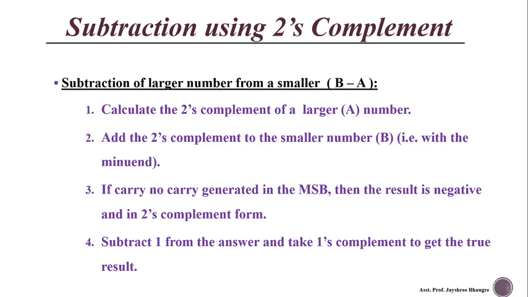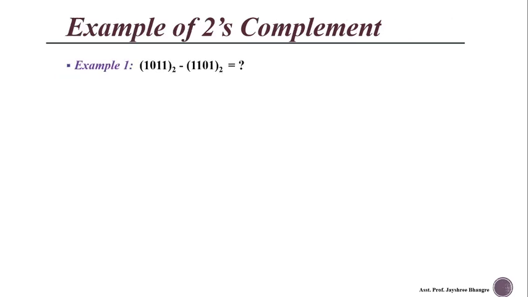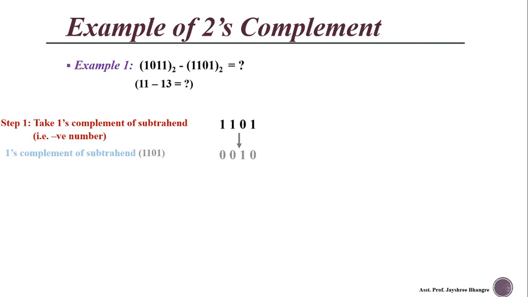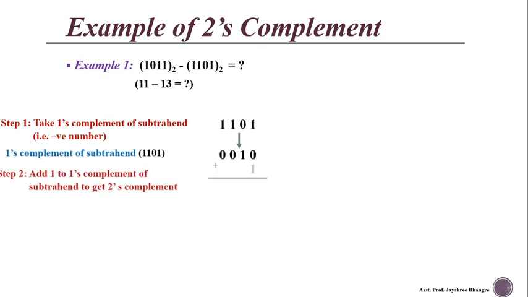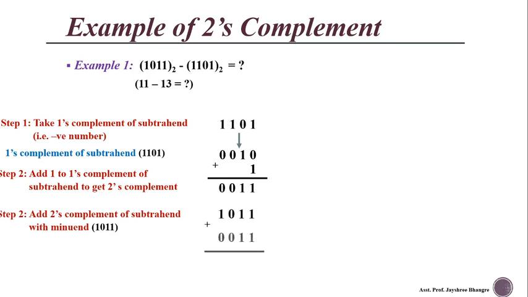So let's see an example, so it will be more clear. Here we have to perform 1011 minus 1101, that means 11 minus 13. The first rule: take the 1's complement, then add 1 to get the 2's complement. So here we get the 2's complement 0011. Then add this 2's complement to the minuend. So we get the answer, that is 1110.